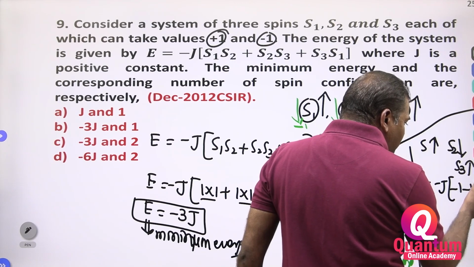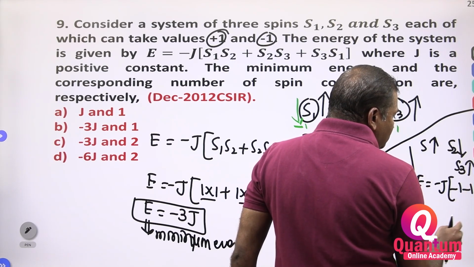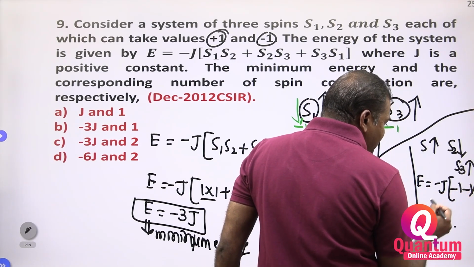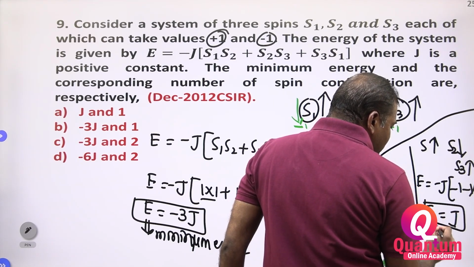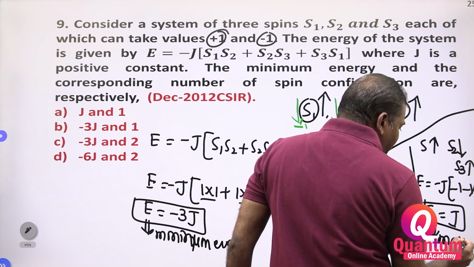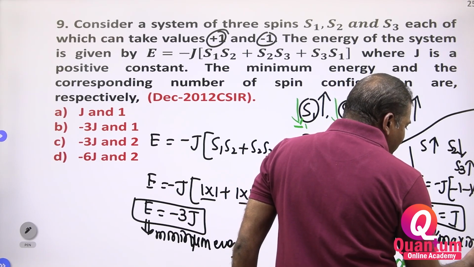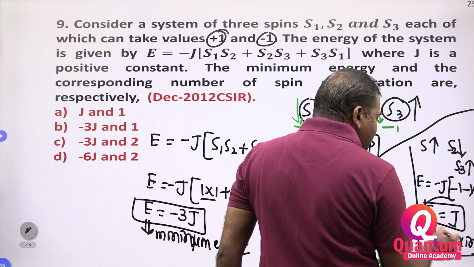Now you are getting +1, -1 gets cancelled. Minus into minus is plus. E is equal to J, a positive constant. This is the maximum energy. If it is negative, it is minimum. If it is positive, it is maximum. You are getting the maximum.